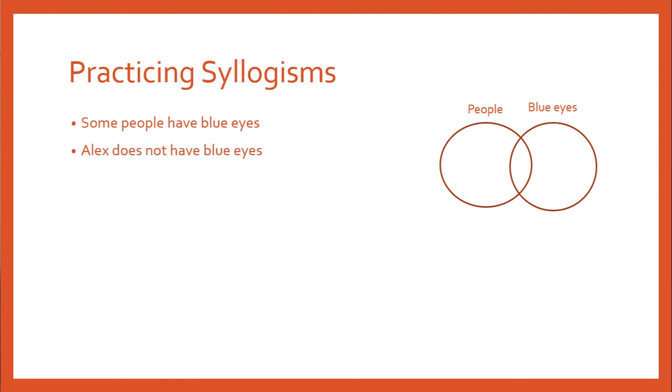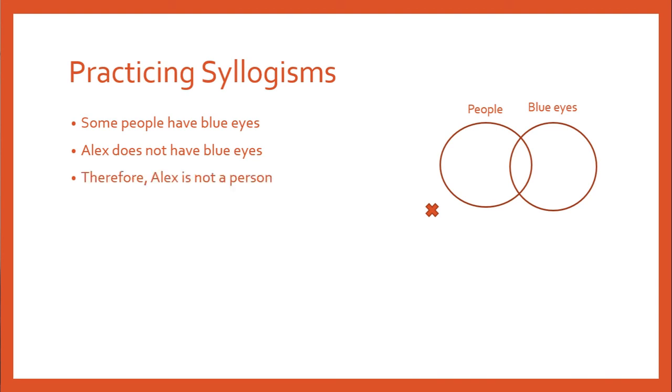And then "Alex does not have blue eyes." So this, again, is going to be represented by an X, and our X has to be completely outside of the blue eyes circle, because Alex does not have blue eyes. So we can put Alex over here.